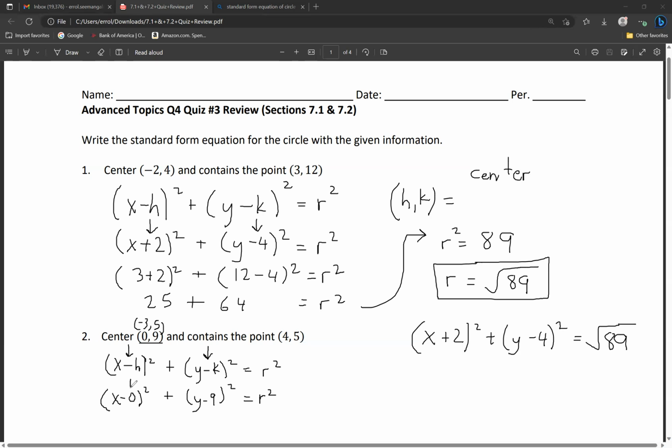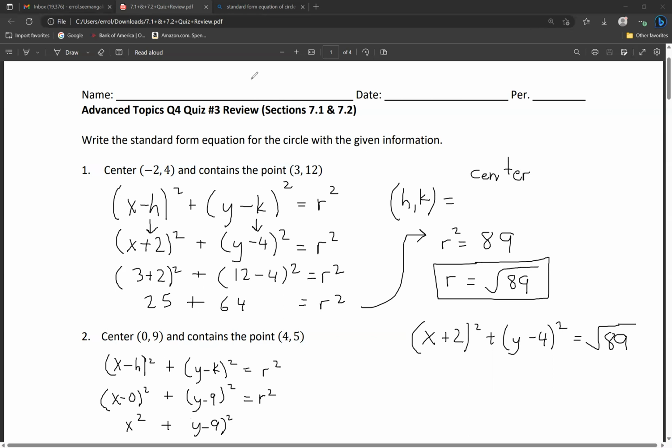So 0 there, we got our minus 0 right there. And then this is 9, so we got our minus 9 right there. The opposite sign goes into the brackets. All right, make sense? So there's nothing to simplify there, right? That one's just x squared, right? Yes. And then plus y minus 9 squared here.